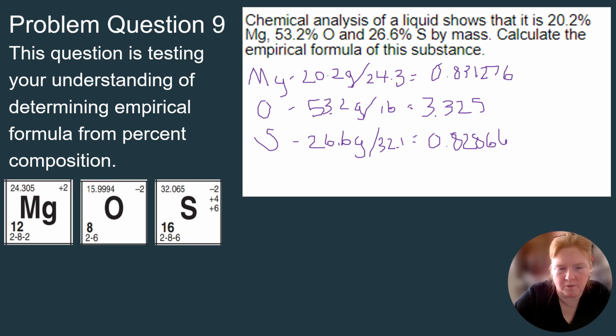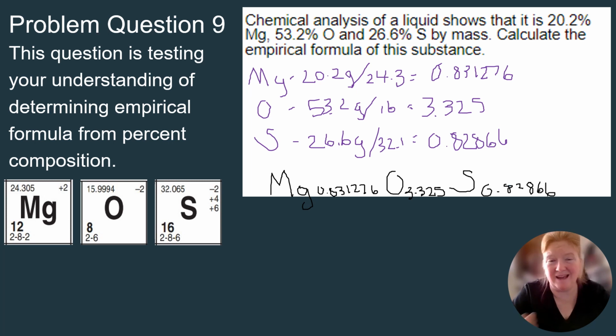All right, now I'm going to write that as a formula. So what will it look like? Let's write it right here. Mg 0.83126, O 3.325, S 0.82866. Well, that is nonsense, right? You should recognize that as nonsense.